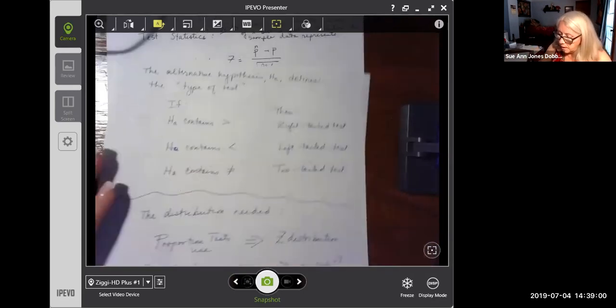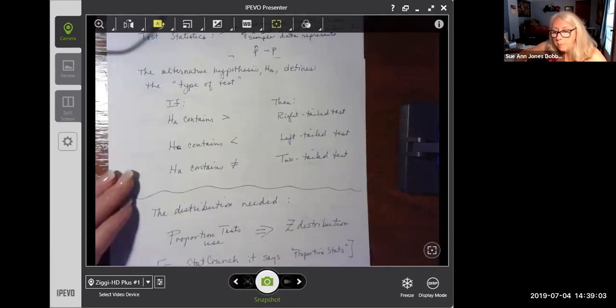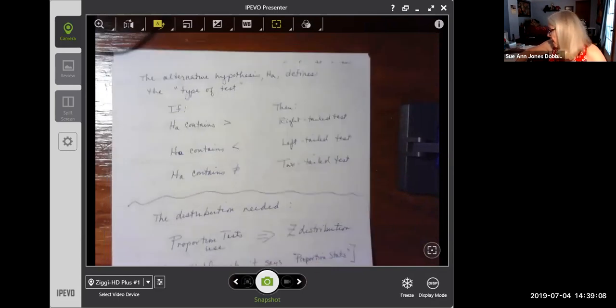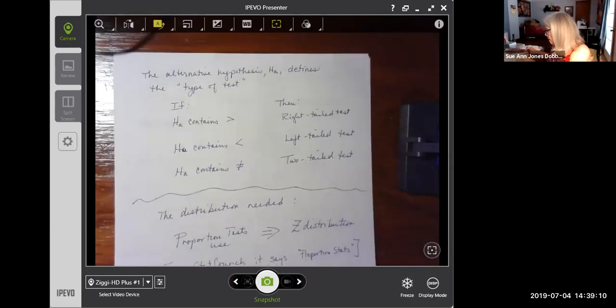Then, when we look at an alternative hypothesis, it defines the type of test that we're going to be running. Not the title of the test, whether it's proportion or means. That is dependent upon the claim statement and whether it's dealing with the parameter of a proportion or the parameter of a mean value. The type of test that we run is based upon the direction of whatever mathematical symbol is inside the alternative hypothesis.